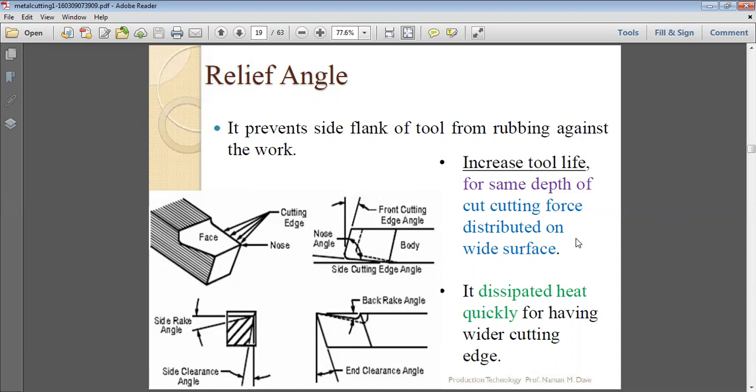So it dissipates heat quickly, having a wider cutting edge. Another advantage of the relief angle we are putting on is the dissipation of heat. When the tool is not in contact, the heat dissipation takes place at a very fast rate. So it dissipates the heat quickly, with a wider cutting edge, for the purpose of this higher relief angle.